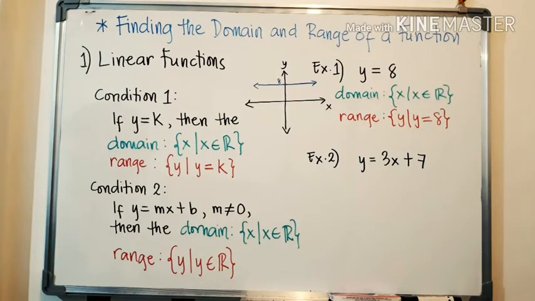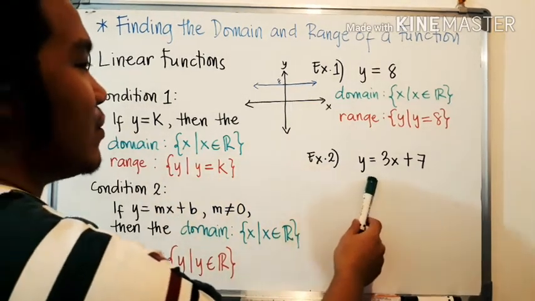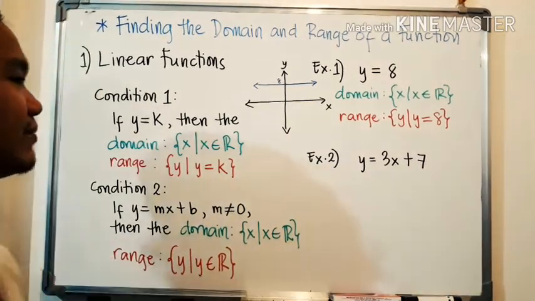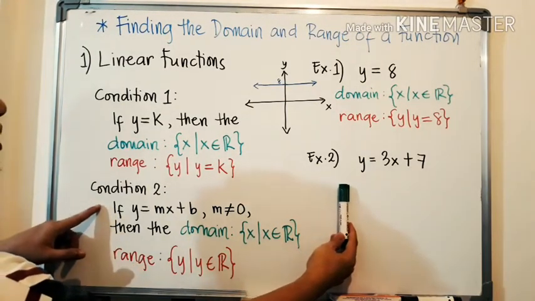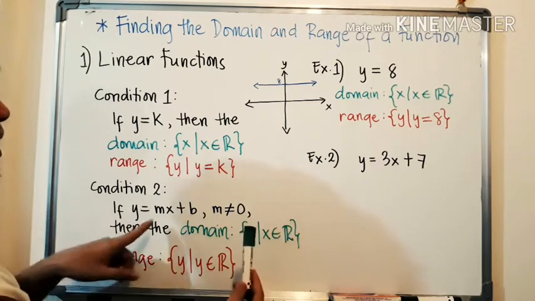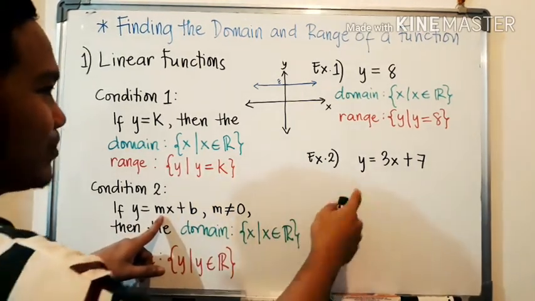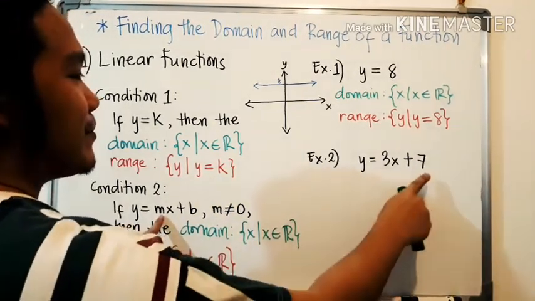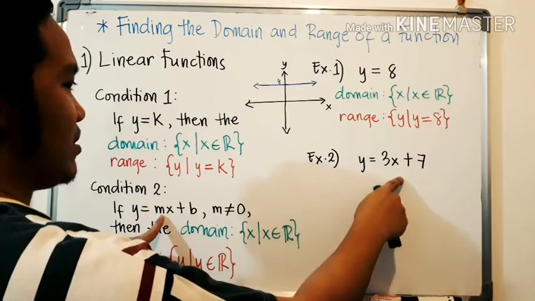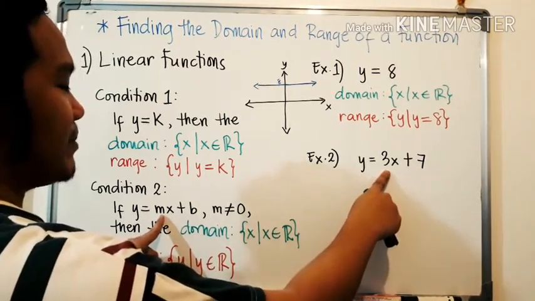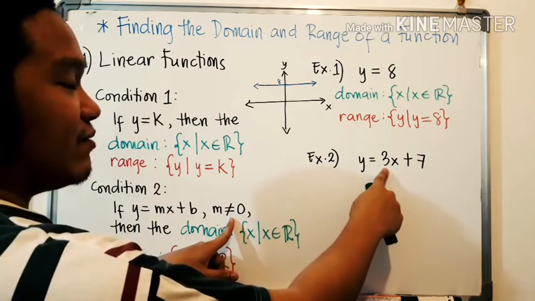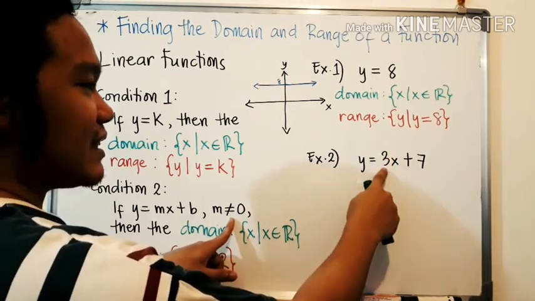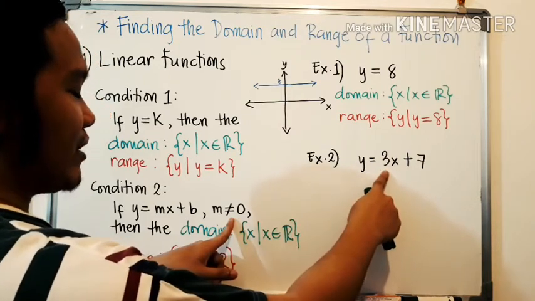Now, let's try example number 2. So, we have this linear function y is equal to 3x plus 7. Okay? So, this example falls under condition number 2. And notice our m, or the slope of this linear equation, is a positive number. It's not equal to 0. It could be a negative as long that this m is not equal to 0.